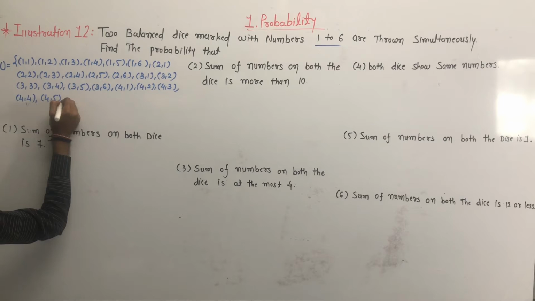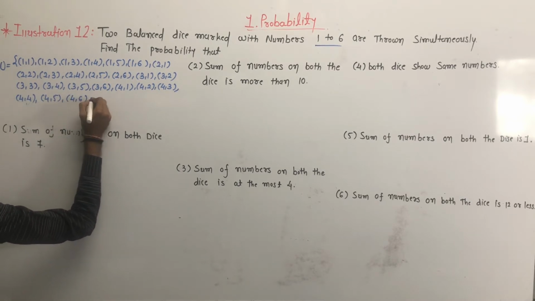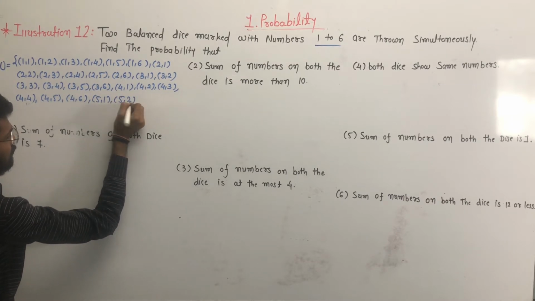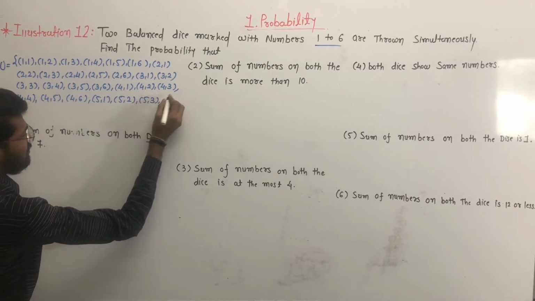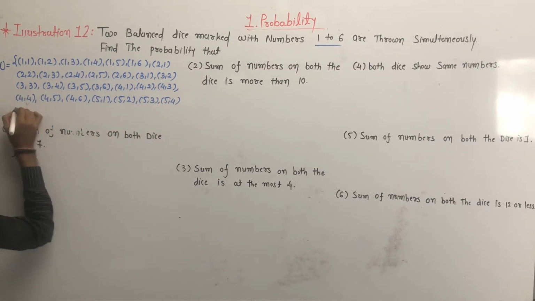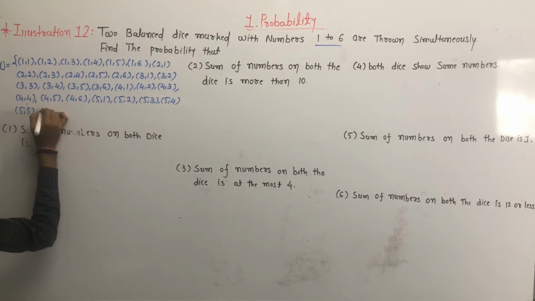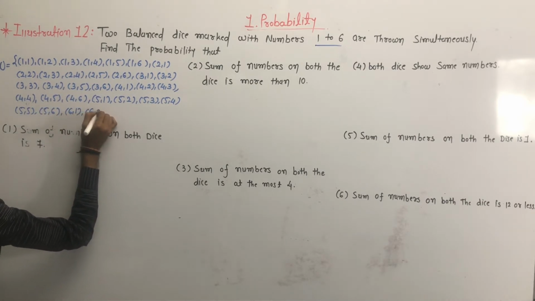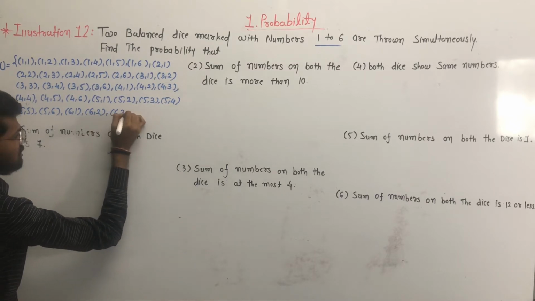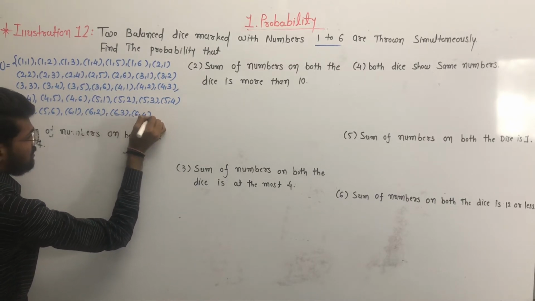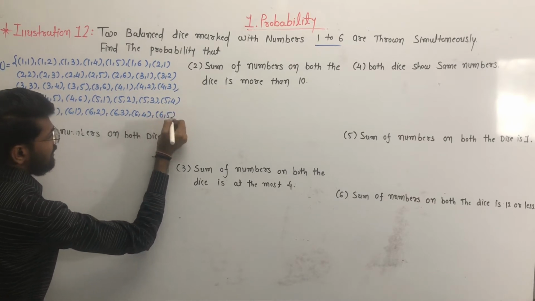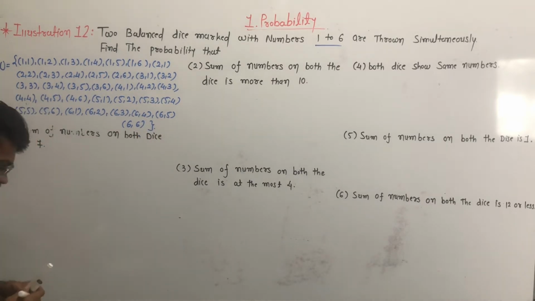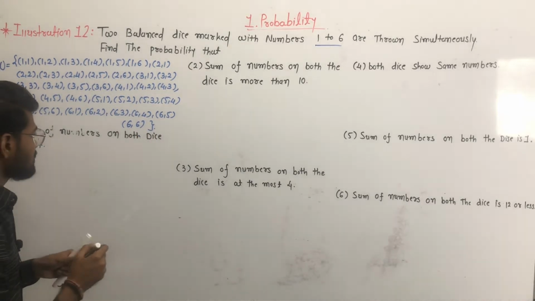45, 46, then 51, 52, 53, 54, 55, 56, then 61, 62, 63, 64, 65 and the last one is 66. Okay, so this is our possible outcomes. And how many will it be? It will be 36.